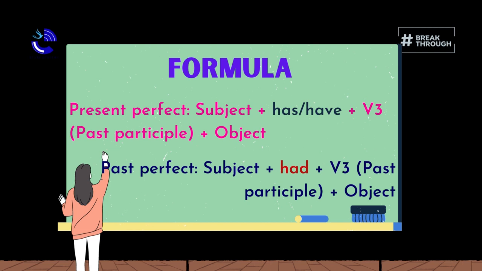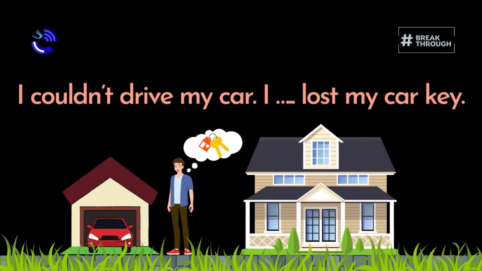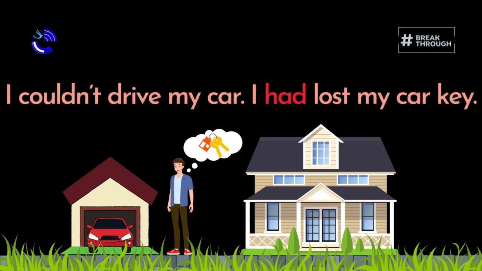Alright, after knowing the function and structure, why don't we try to identify what tenses go on this blank? The first sentence, what can we apply on this? Is it has, have, or had? You got it! It's I had lost my keys. Do you know why? Yes, it's because this person lost his or her keys first before they couldn't drive a car.